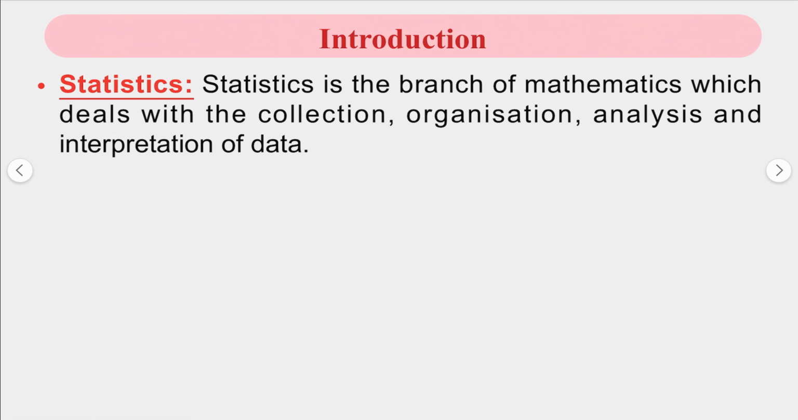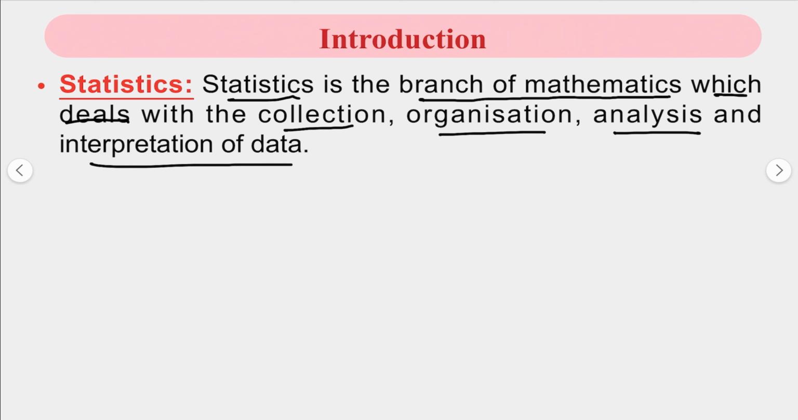First, let's understand what we mean by the term statistics. Simply, statistics is the branch of mathematics which deals with the collection, organization, analysis and interpretation of data. So statistics is a part of mathematics which particularly deals with the collection of data, then organization of data, then we do analysis of data and then interpret some conclusion from it. This branch of mathematics is called statistics.